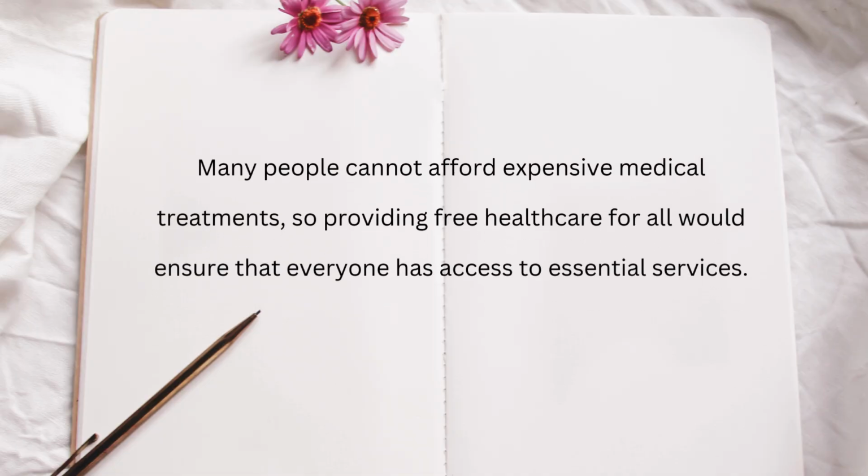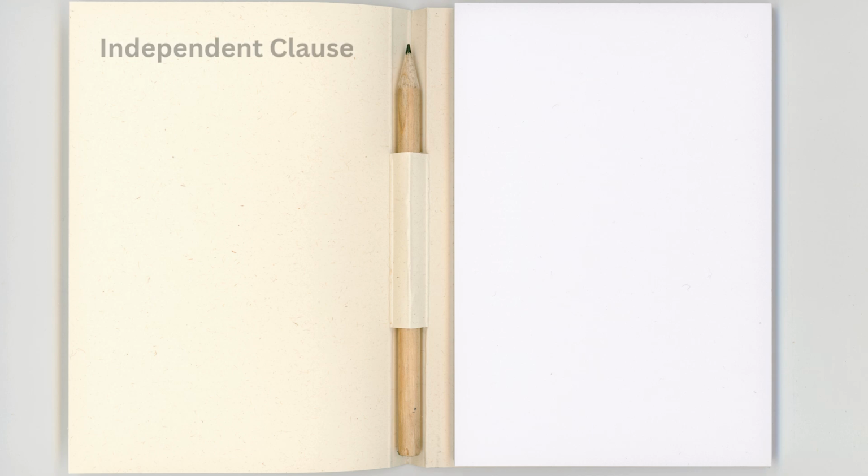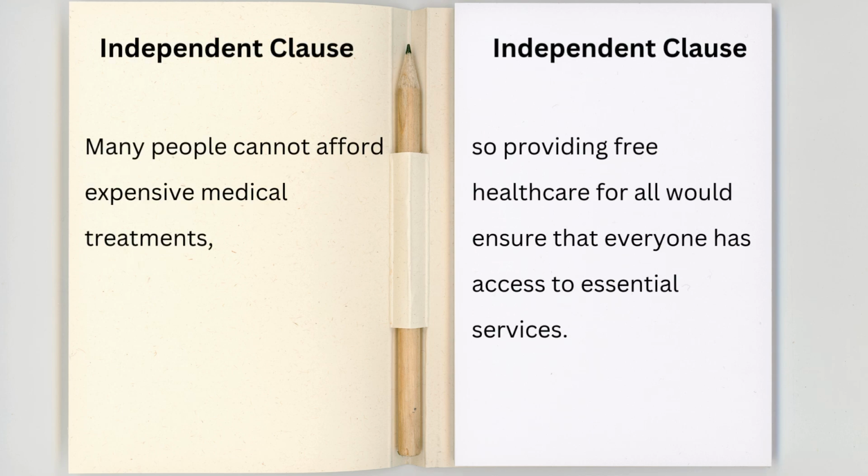Here's another compound sentence. Many people cannot afford expensive medical treatments, so providing free healthcare for all would ensure that everyone has access to essential services. This sentence links two independent clauses with the conjunction so. Both ideas are given equal weight, showing reason.